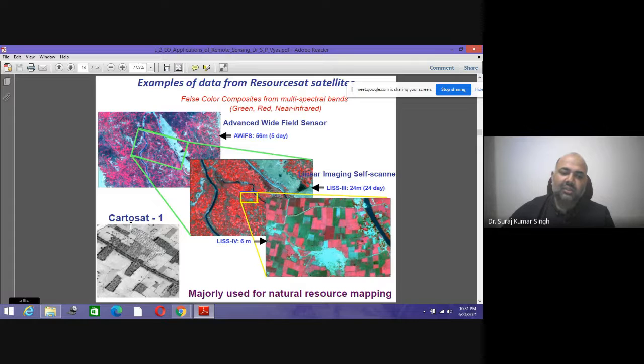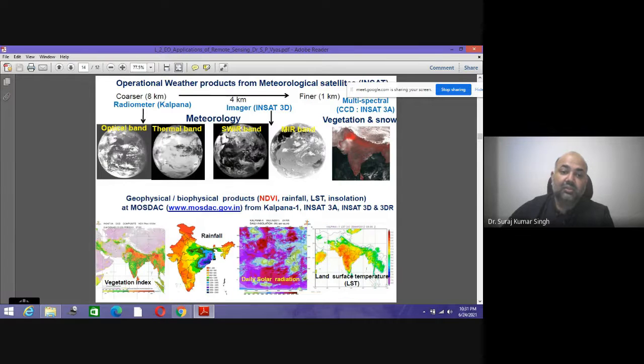And finally, we'll be using the Cartosat dataset, which is of very high resolution, but these are panchromatic images, for mapping and monitoring of various natural resource systems. You will see that each and every satellite has different channels. We'll be using the coastal channels at 8 kilometer resolution for Kalpana, and the different bands are optical bands, thermal bands, shortwave infrared bands, middle infrared bands. Then you've got the multispectral INSAT-3A showing vegetation and snow.